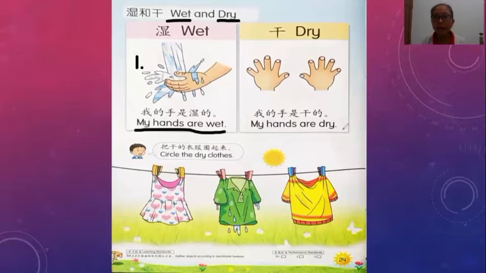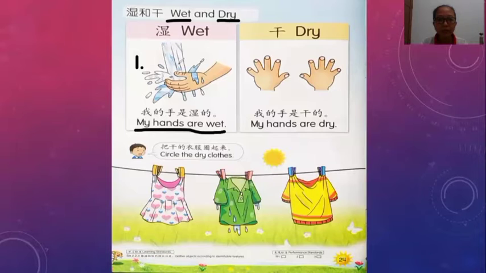Okay, let us see wet. This is the first picture of wet. My hands are wet. Kedua tangan saya itu basah. Why? Because maybe you or me wash hands. Okay, use the water, of course. That water can make our hands wet.